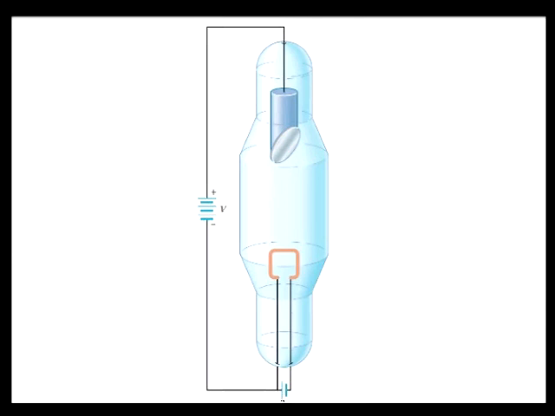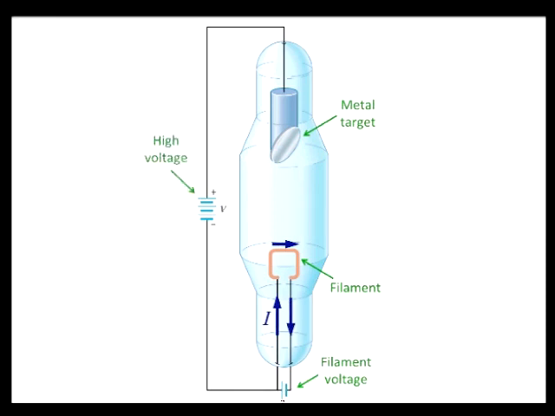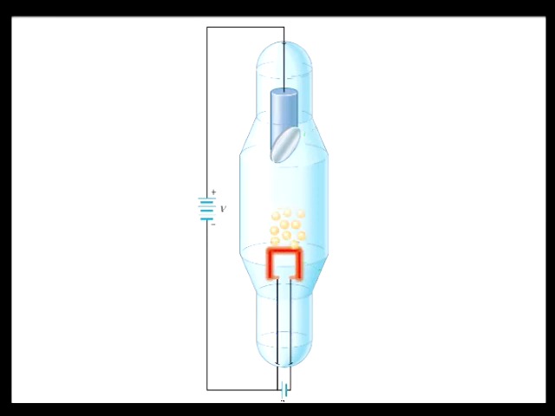Here we show an X-ray source, which consists of an evacuated glass tube, inside of which is a filament and a metal target. Through hermetically sealed electrical connections, current is sourced through the filament, and the metal target is placed at a high voltage with respect to the filament. The current in the filament causes it to heat up, and electrons escape into the vacuum.